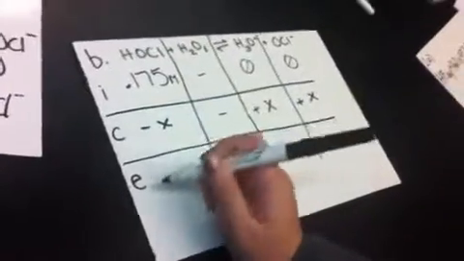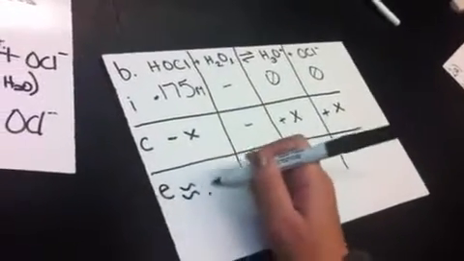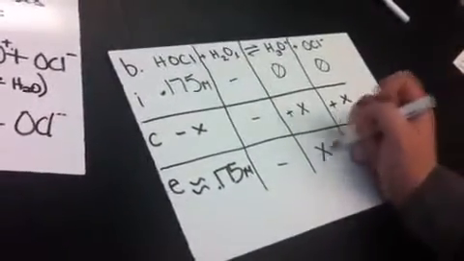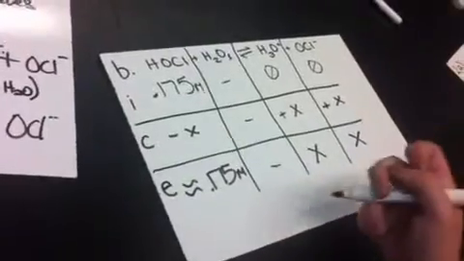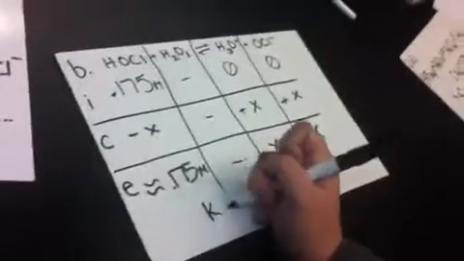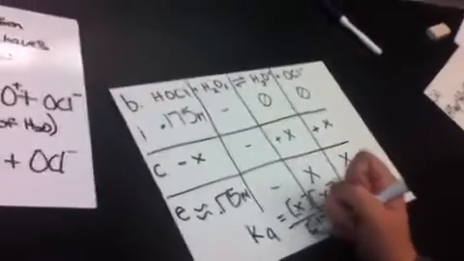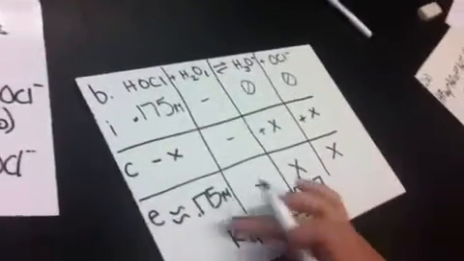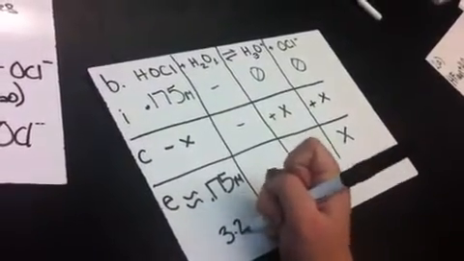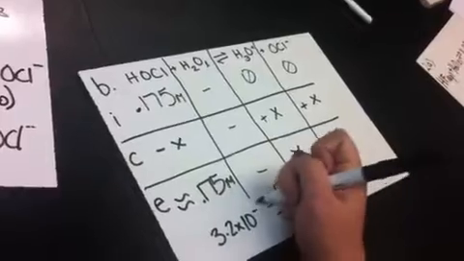So this is plus x, subtracted from x. And then we can assume that this value is 0.175 molar because the x's value is going to be small. So if we set that up, we end up getting the Ka expression. And so since we know the Ka, we can replace it with 3.2 times 10 to the negative 8th.